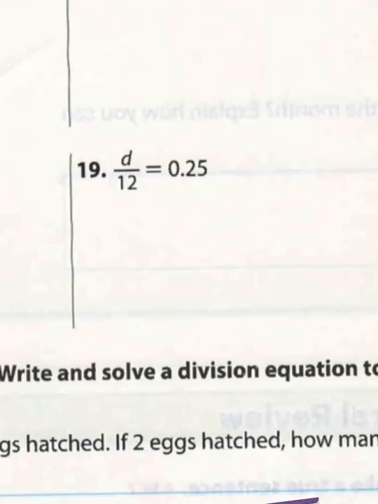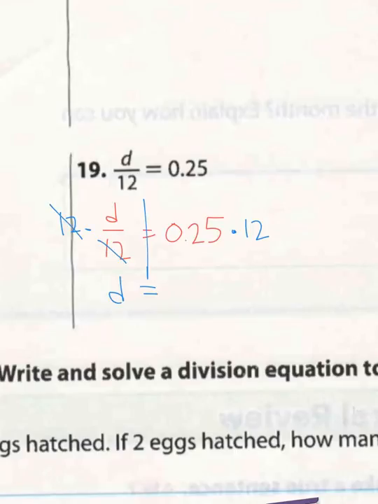So hopefully at this point, if you kept working through, you're getting the gist of it, right? We're going to multiply by whatever is on the bottom here. So if I have d over 12 equals 0.25 or 25 hundredths, I'm going to multiply by 12. And whatever I do on this side of the equal sign, I have to do to this side. So I'm going to multiply this by 12. And of course we know these cancel out, so all I'm left with is d equals.